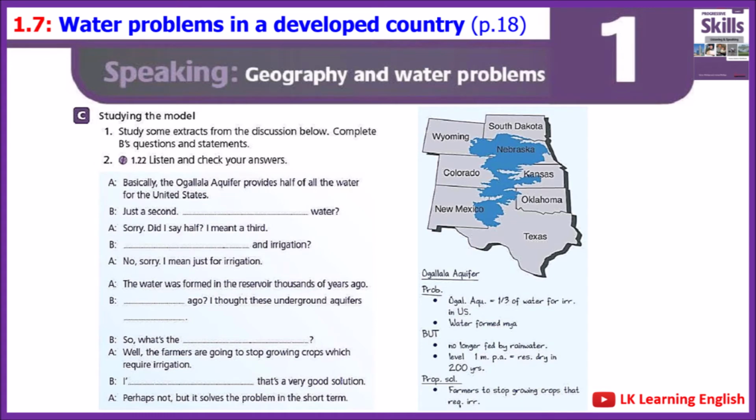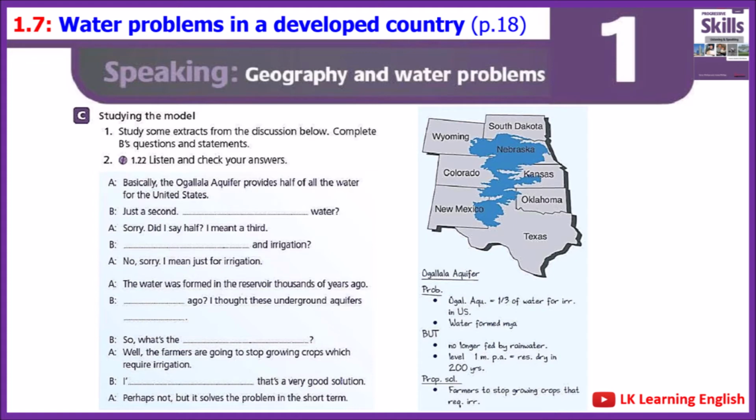Exercise C2. Listen and check your answers. Basically, the Ogallala Aquifer provides half of all the water for the United States. Just a second. Half of all the water. Sorry, did I say half? I meant a third. And do you mean for drinking and irrigation? No, sorry, I mean just for irrigation.